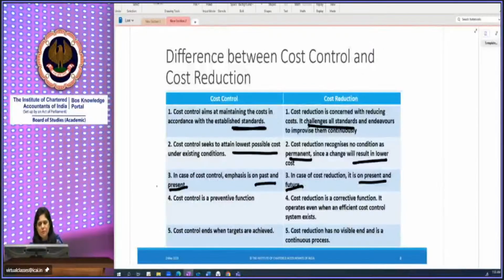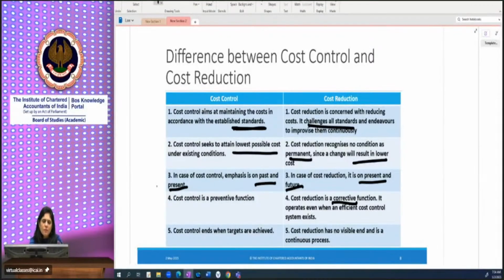So present and future. Cost control is a preventive action. Clear? And cost reduction is a corrective action. We further have to reduce it. Cost control is a preventive action. If the cost is increasing, we have to prevent it from increasing. So that is a preventive action. If cost is increasing to 120 as against 100, cost control will prevent it from further increasing. Next time it should not increase. So cost control is a preventive function, but cost reduction is a corrective function.